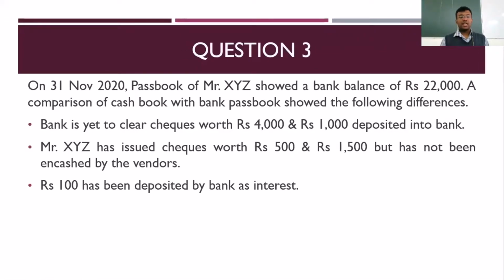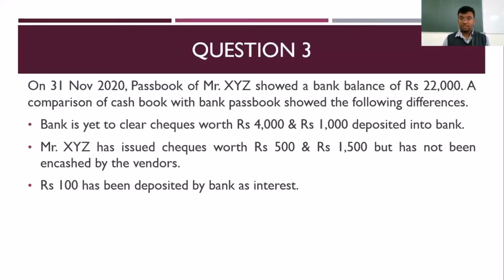The next question that we have for BRS preparation tells us that on 31st November, the passbook of Mr. XYZ shows a bank balance of 22,000. A comparison of cash book with bank book showed the following differences. So here we've been given the bank balance as per passbook. We will have to prepare the BRS and calculate the bank balance as per cash book.